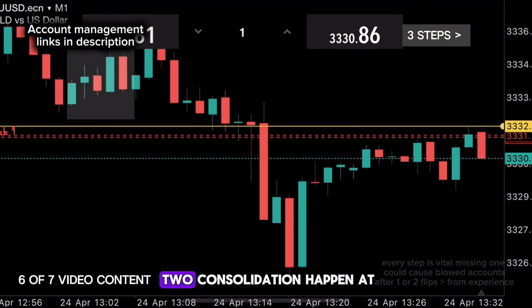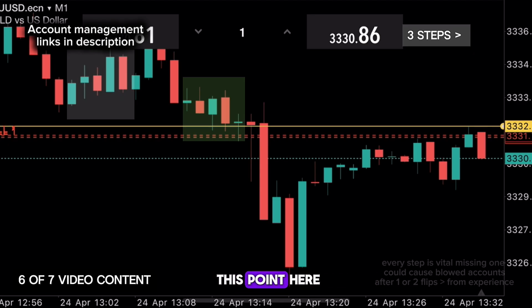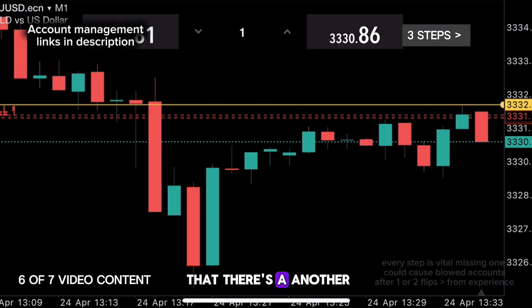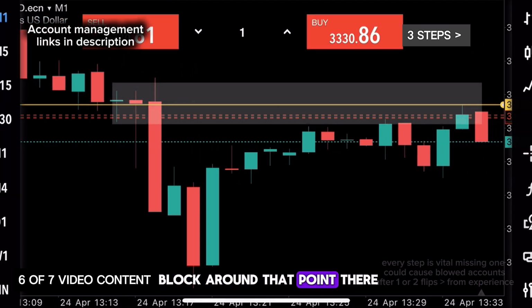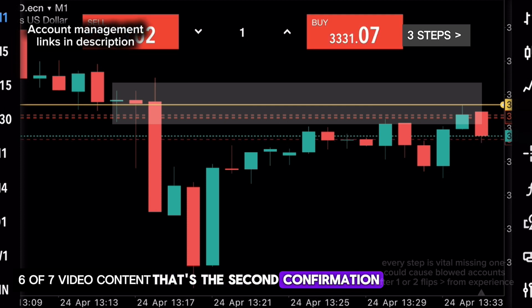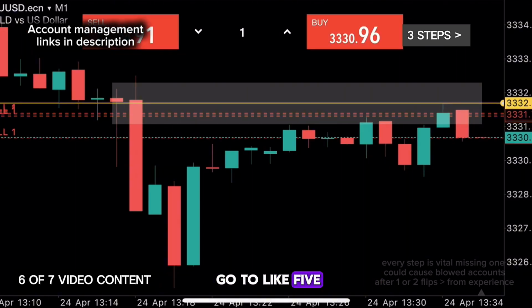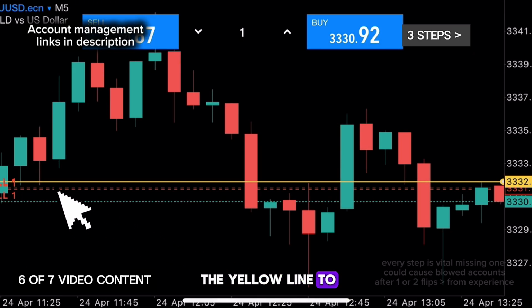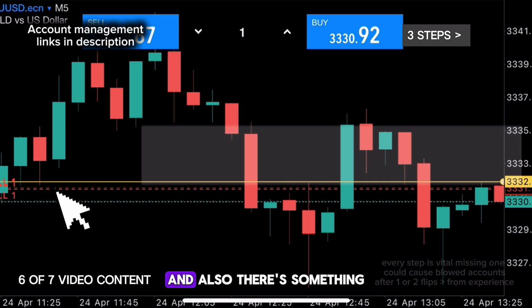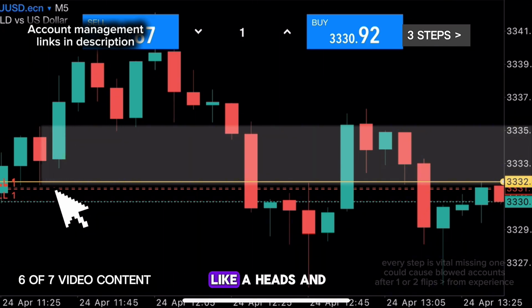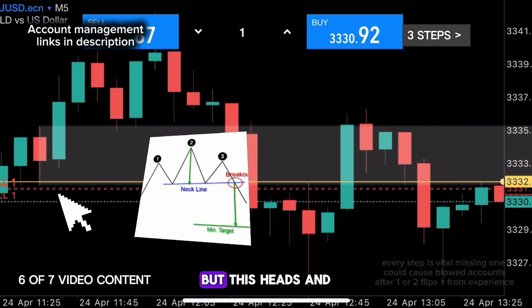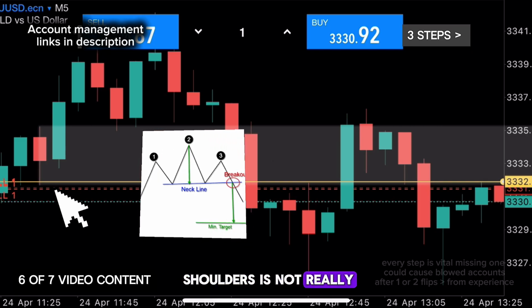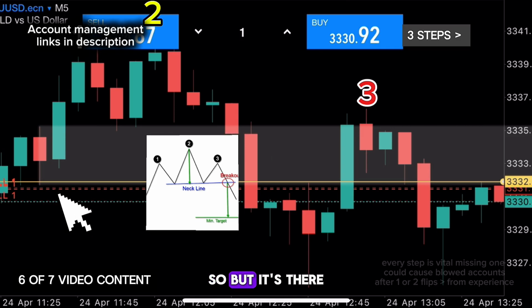And you can see 2 consolidations happen at this point here, and then if you look carefully, you can even see that there's another block around that point there. That's the second confirmation. And then if you go to like 5 minute time frame, we have more. Like if you look around that yellow line to the other side, you see that there is a breaker block there, and also there is something like a head and shoulder pattern forming, but this head and shoulder is not really legit, but it's there.